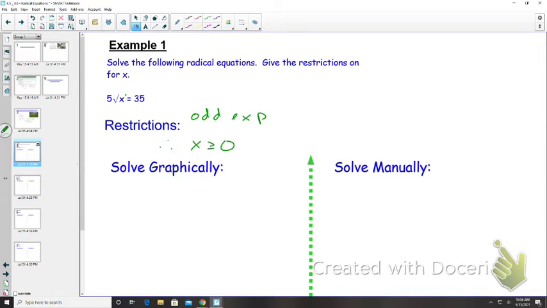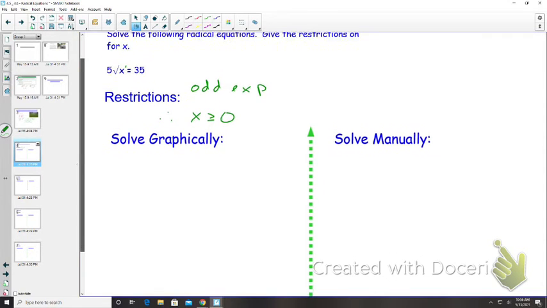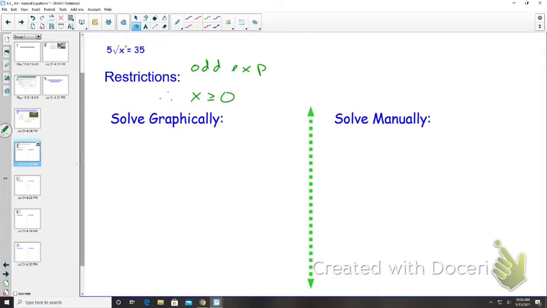Now, let's go ahead and solve this graphically. Just before you enter this into your calculator, set your window.